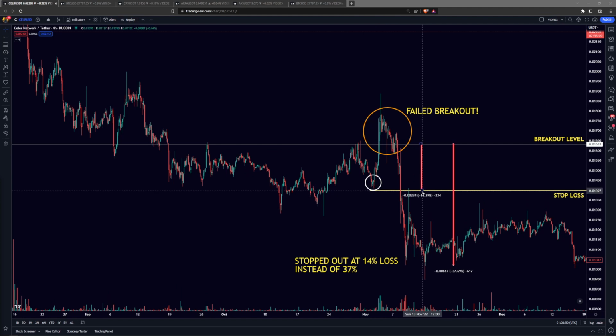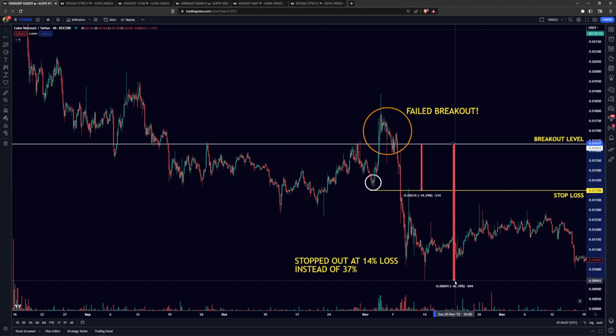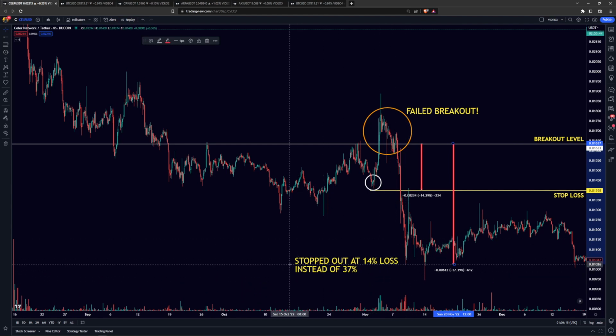It really depends on your risk tolerance. If you can handle a 14% move to the downside, then this is where your stop loss could be. If you wanted to have a tighter stop loss, you might have had it up in this area, a little closer to the support level. If you had your stop loss here, you could have gotten stopped out at a 14% loss and avoided a 37%, maybe even 42% drawdown. So here you would have gotten stopped out at a 14% loss instead of 37%.